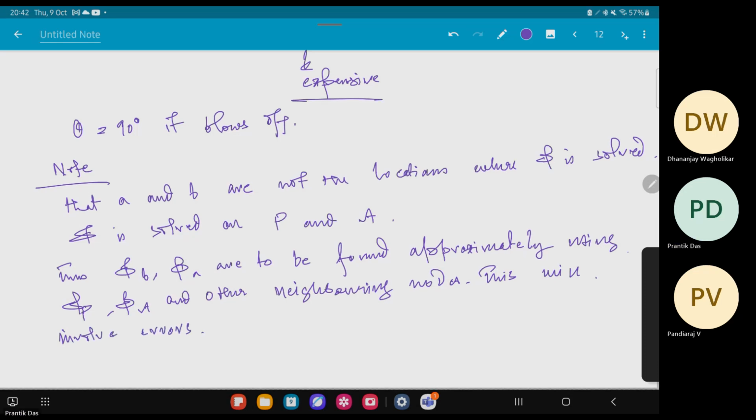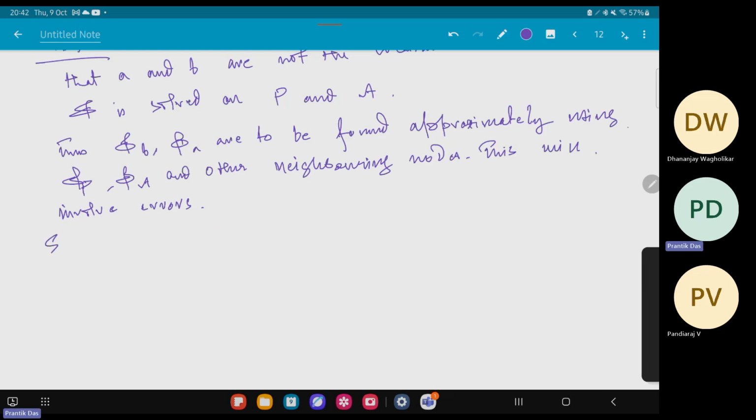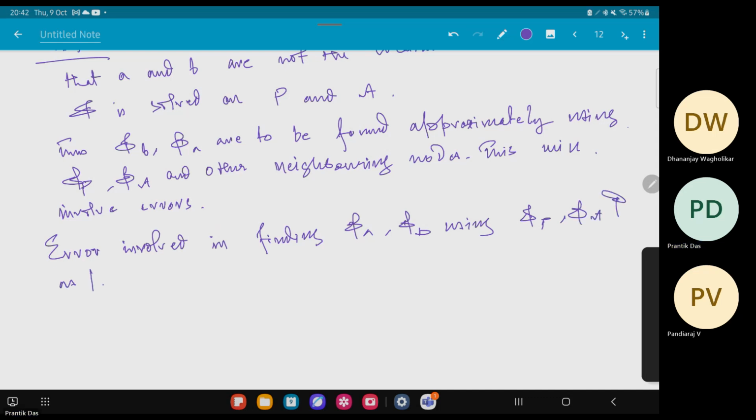So errors involved in finding phi P and phi B using phi P and phi A increases as AB is greater than PA.